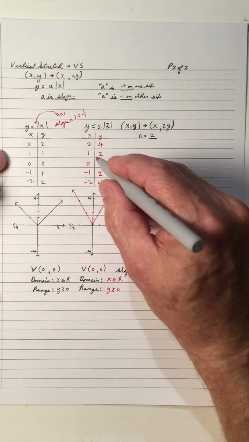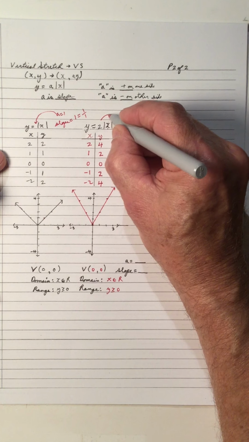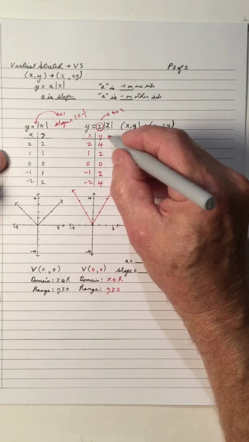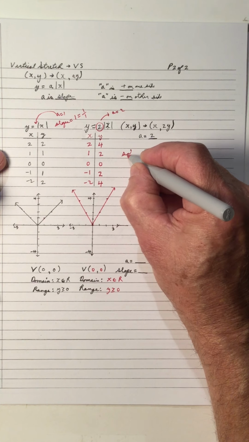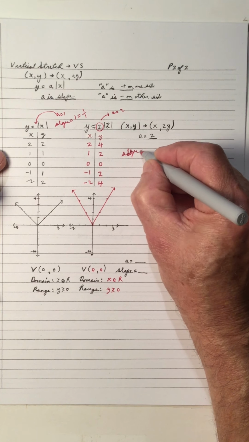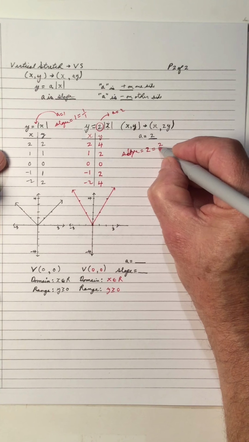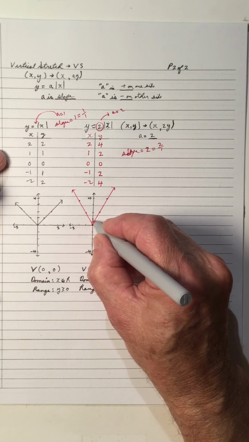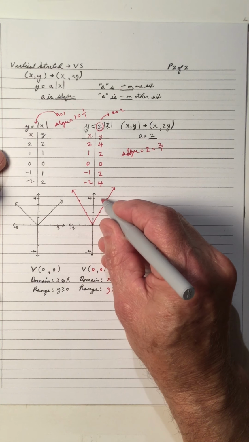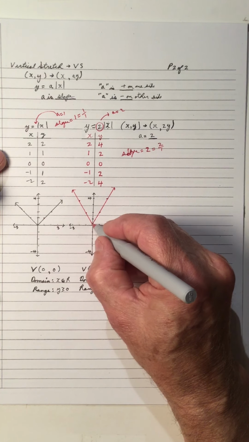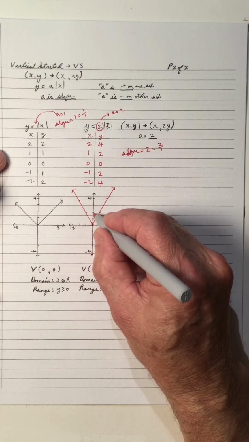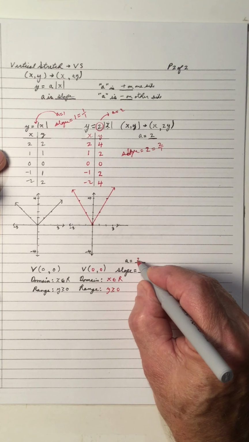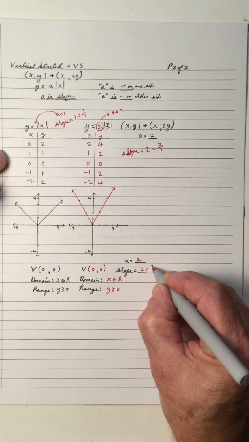This is the same here, but notice that A is 2, which means the slope is 2, which is 2 over 1. So from the vertex, you go up 2, right 1, up 2, right 1. That's a positive slope, and the other side should be negative, so you go up 2, left 1, up 2, left 1.